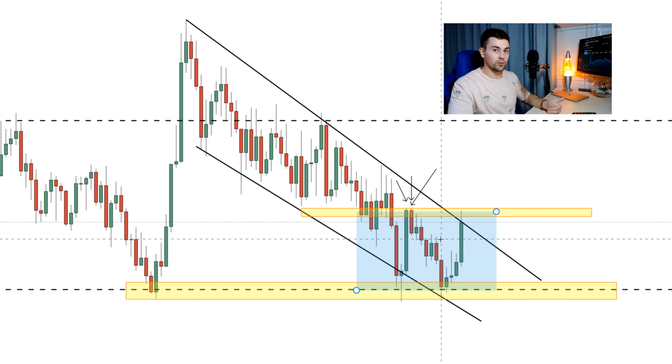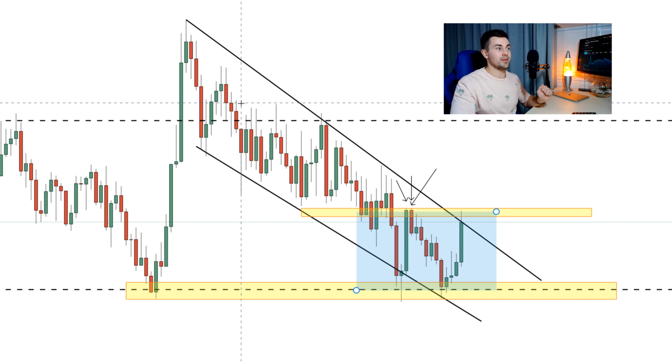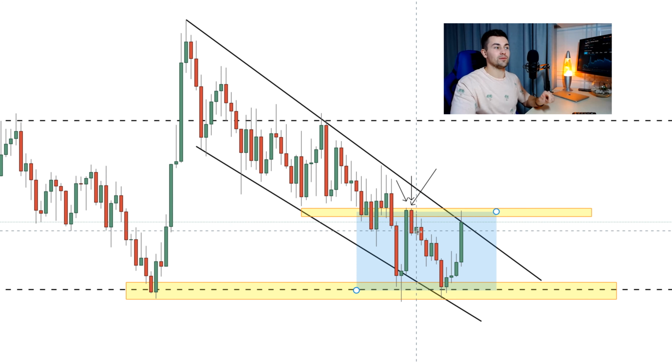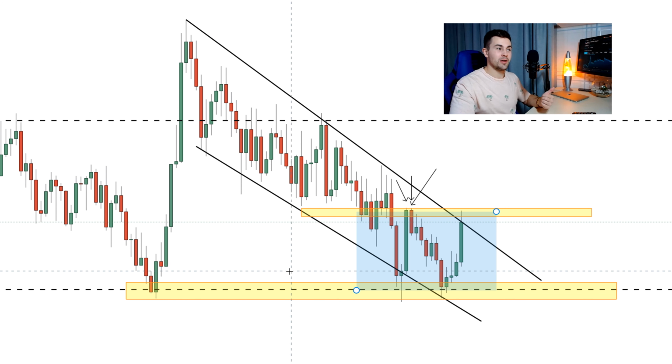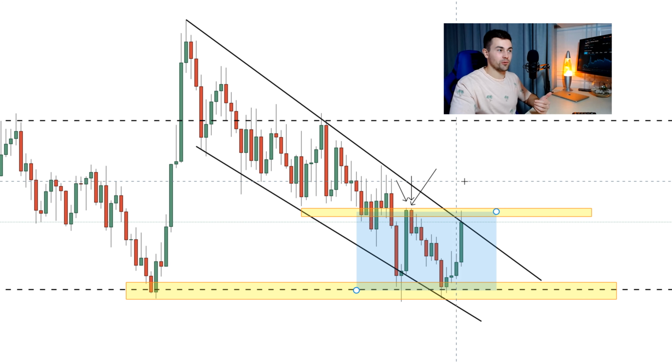So even more clues. We have identified the flag formation, we have identified the double bottom, yes, and all that based on the weekly structure that we identified, yes, very peculiar.